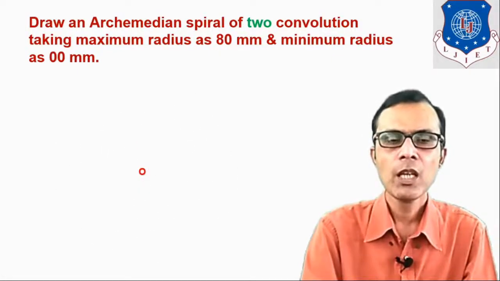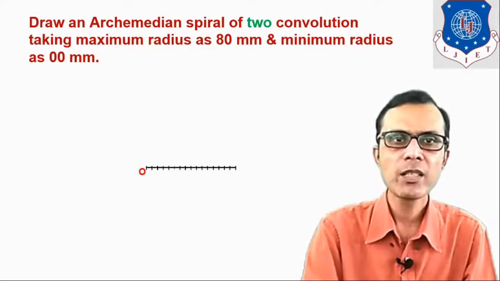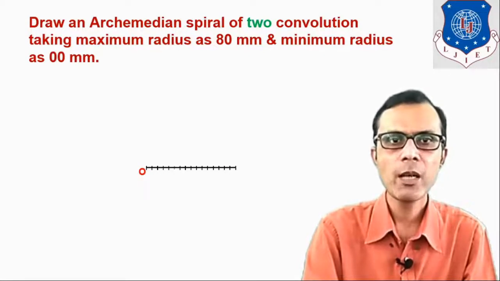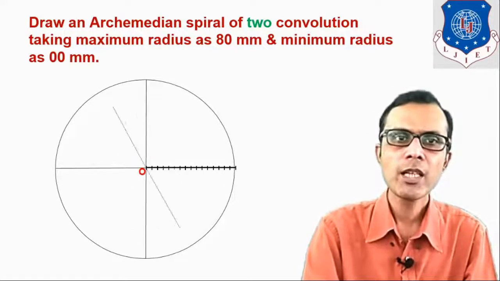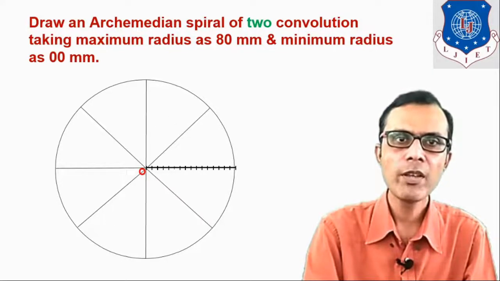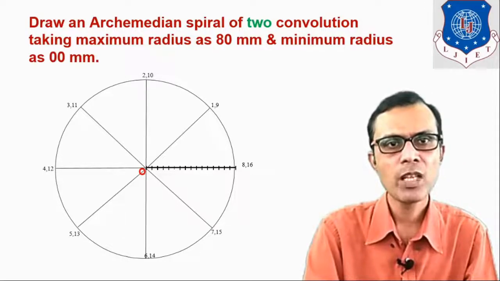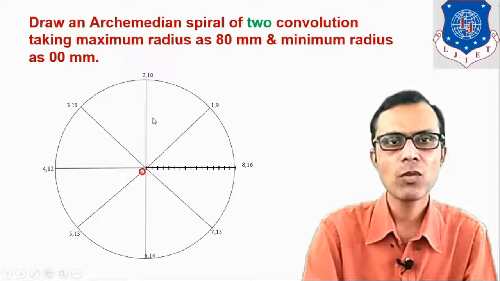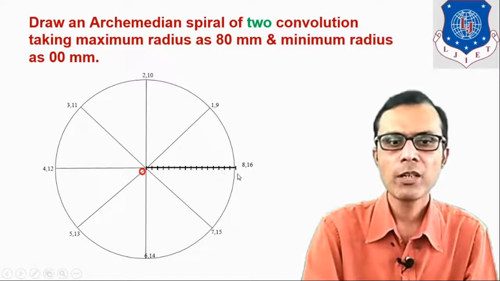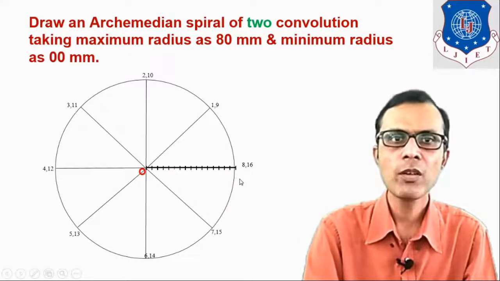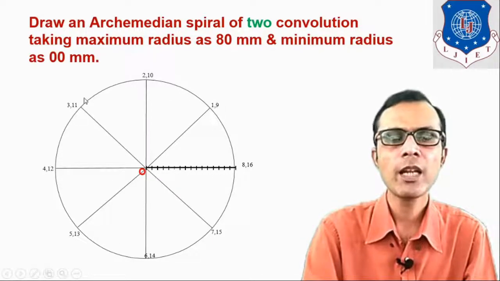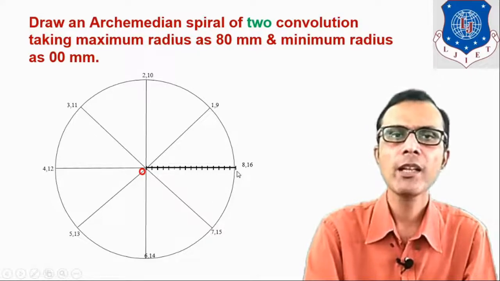So first of all, we will keep O as the center point, compass size equal to the maximum radius 80 mm, and draw a circle. Now divide the circle into 8 equal divisions. So the value of one division is 45 degrees. We have to notify all the divisions in an anti-clockwise manner. So when it completes one rotation, it will cover divisions up to 8. Now it is continuing for the second rotation. So we have to give the notations in a continuous manner: 8, then 9, 10, 11, 12, 13, 14, 15 and 16.